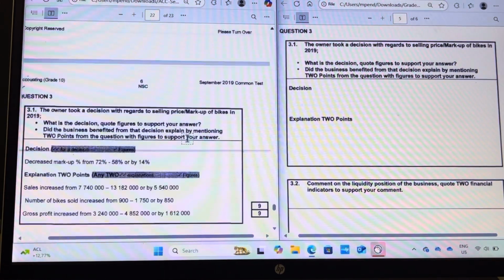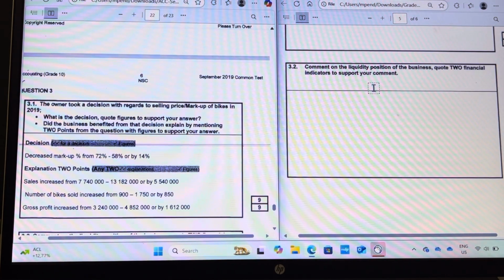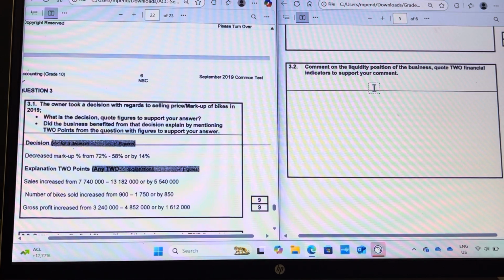Let's look at the second comment. It says, comment on the liquidity position of the business. Quote 2 financial indicators to support your comment. What does liquidity include? It includes your current ratio. It includes your asset test. You should know these. And we calculated those ratios previously, and we found them to be really, really good.